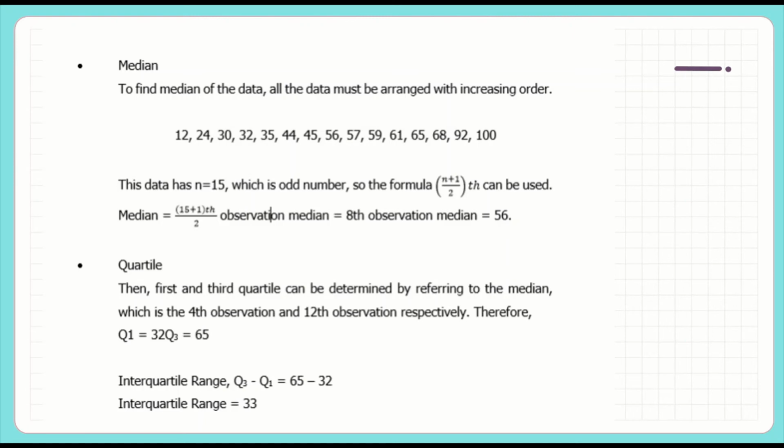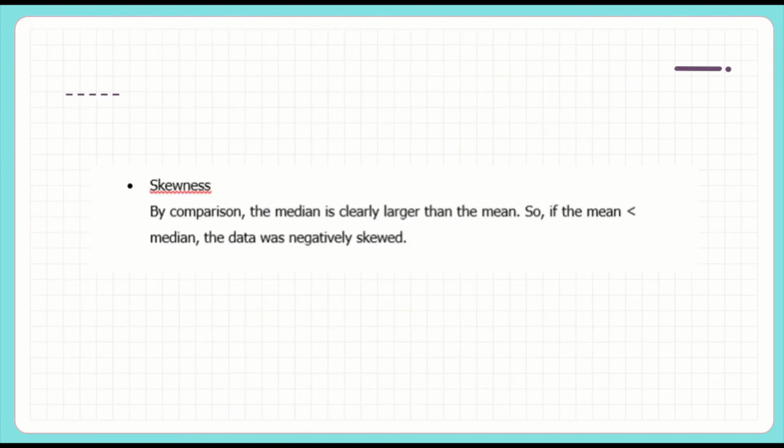Next, to find the quartiles, the first and third quartile can be determined by referring to the median, which are the 4th observation and 12th observation respectively. So therefore, the first quartile is equal to 32 and the third quartile is equal to 65. The interquartile range can be found by the third quartile minus the first quartile, which is 65 minus 32. So we got the interquartile range equal to 33. As for the skewness, by comparing, the median is clearly larger than the mean. So if the mean is smaller than the median, the data is negatively skewed.